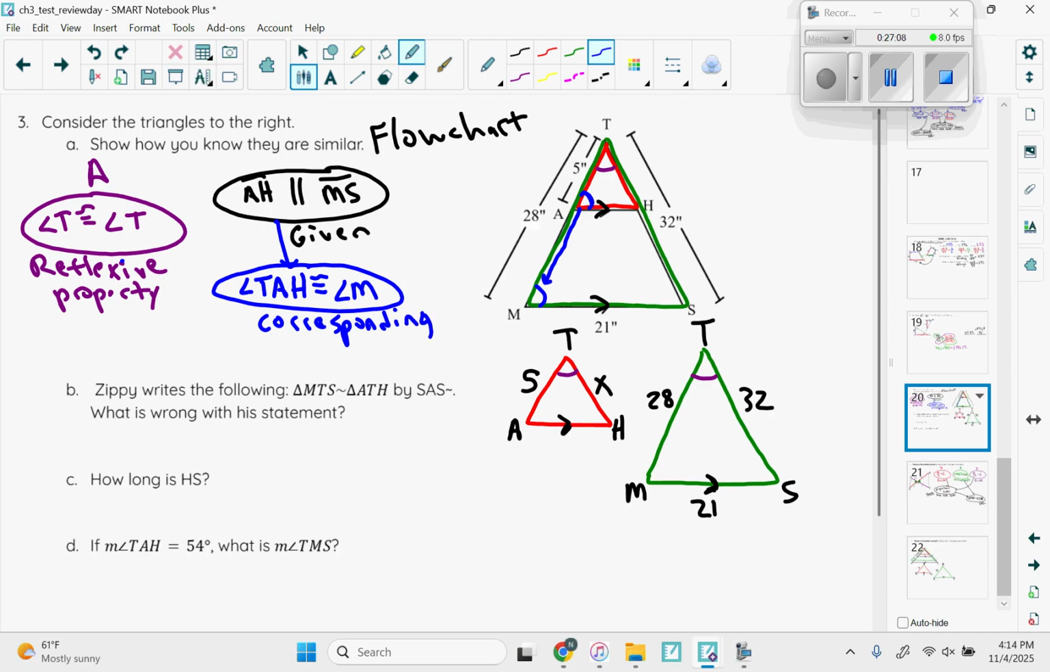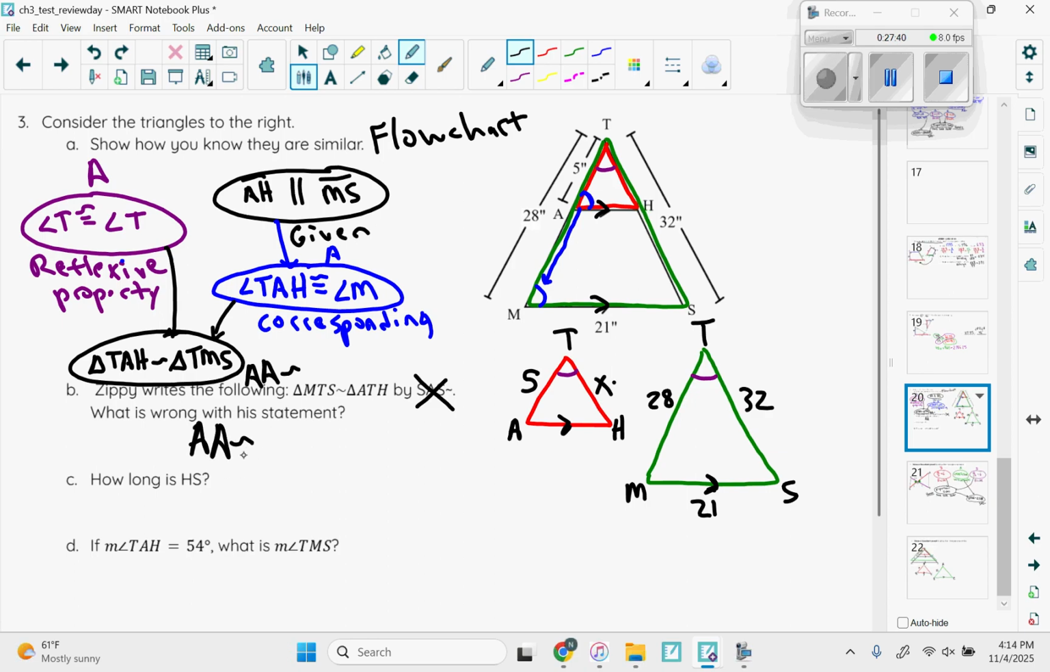And now that I have both angle bubbles filled in, I can now say that the triangles are similar because of angle similarity. Triangle TAH is similar to triangle TMS. So Zippy is wrong. It's not going to be side angle side because we are missing side TH here. We have to do angle similarity for our flowchart.